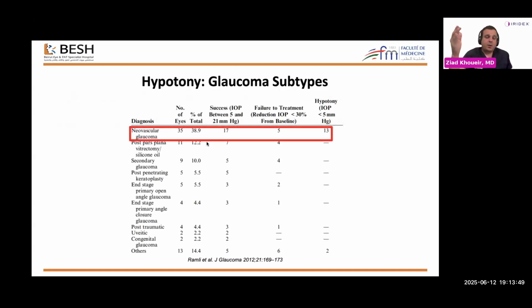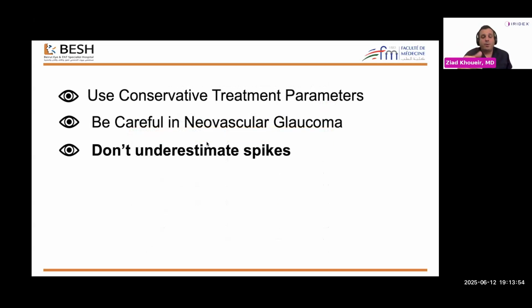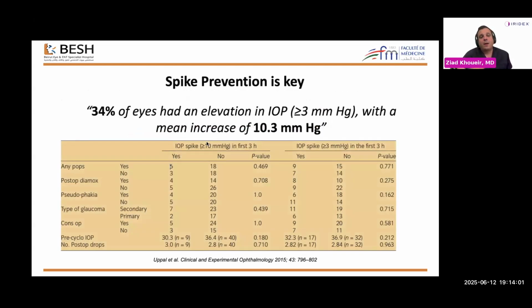So as we said, the pressure can go very low after cyclophotocoagulation, but it can go up. And we tend to underestimate the occurrence of spikes, which can occur in up to 30 to 40% of our patients. And we're not talking about small spikes of a couple of millimeters of mercury. The average spike is about 10 millimeters of mercury, which can be extremely detrimental to those patients with advanced glaucoma and with extremely compromised optic nerves.